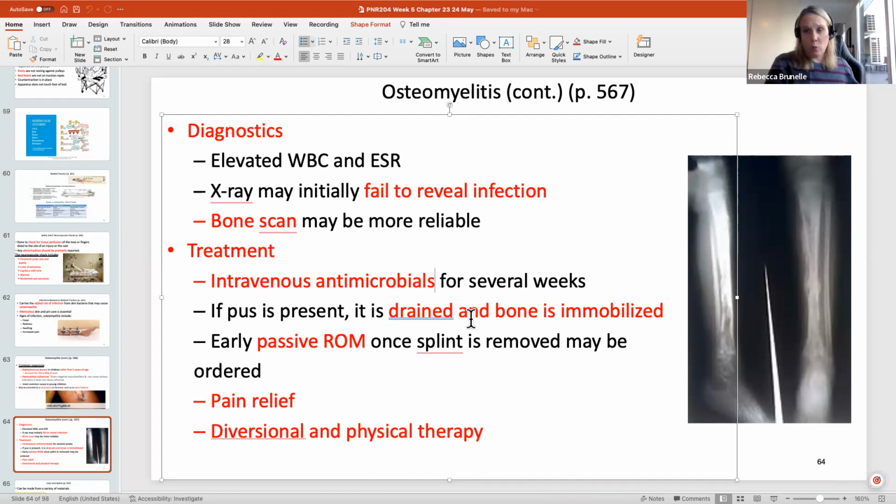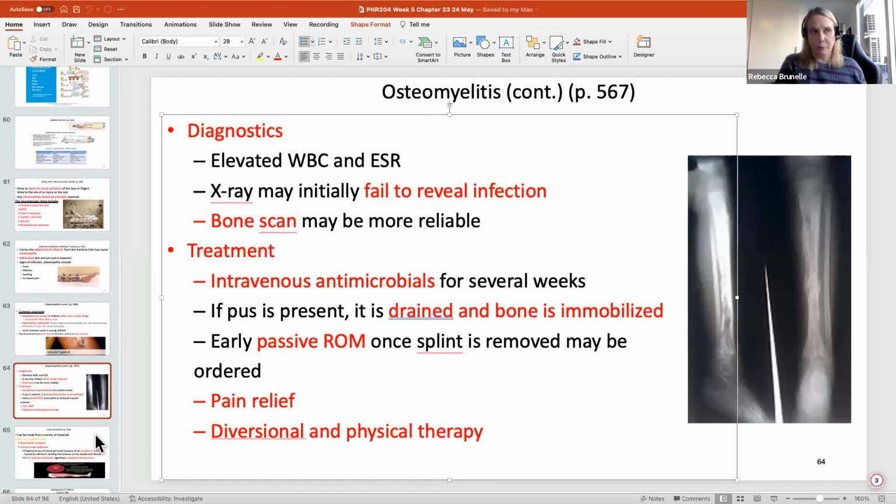So they always go home with a PICC line. And this is going to be one of your anticipatory guidance, patient education things you need to prepare patients for, that this is really a long time to recover from osteomyelitis. So you need to be creative with diversional therapy and making sure you're staying on top of pain relief, because the affected bone is painful.